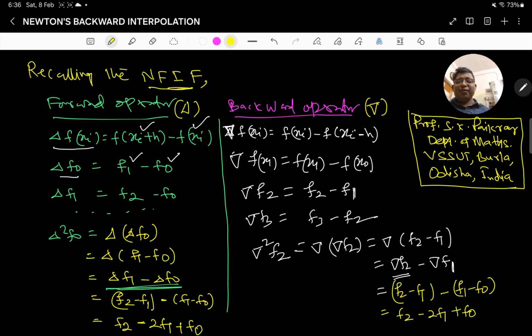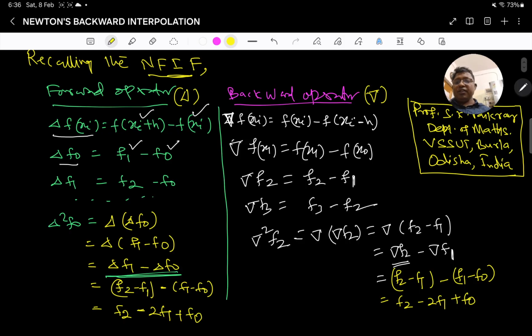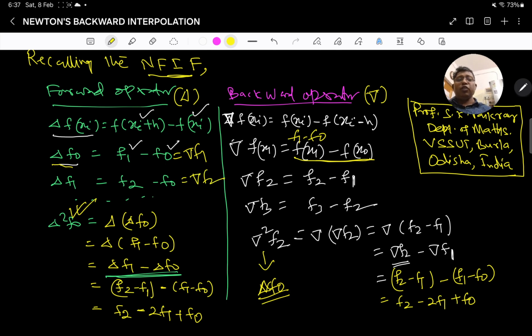Now if you compare this with this, you see this backward del square f2 is the same thing as forward del square f0, is it not? And similarly, this del f1, f1 minus f0, is here del f0. So this is nothing but del f1, right? And this is here del f2. Okay, so in that way we can compare.